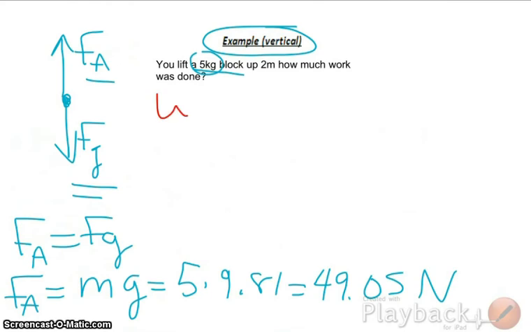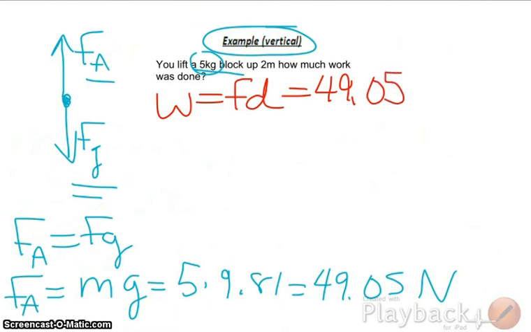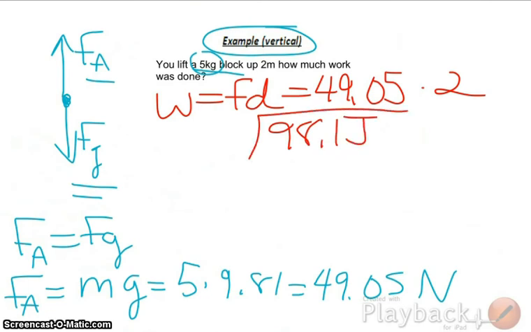Now work equals force times distance. So you had to apply a force of 49.05 newtons to lift it in the vertical. Remember, this is vertical. And you lifted it for a distance of 2 meters. So it took 98.1 joules of work to lift that block.